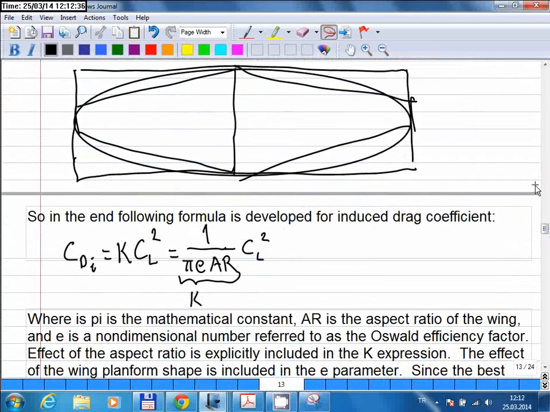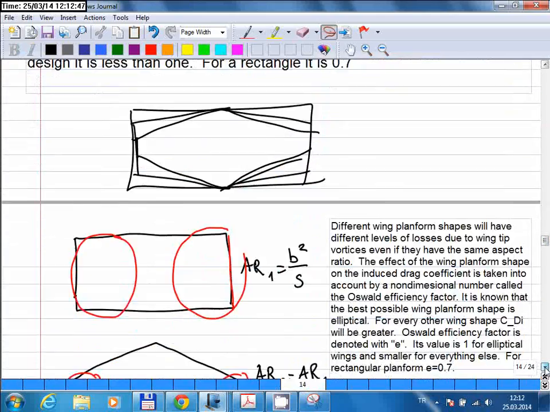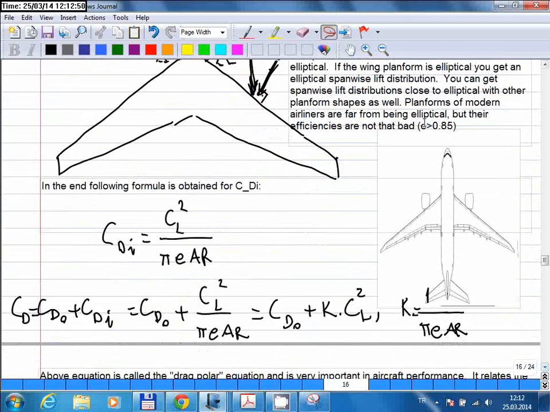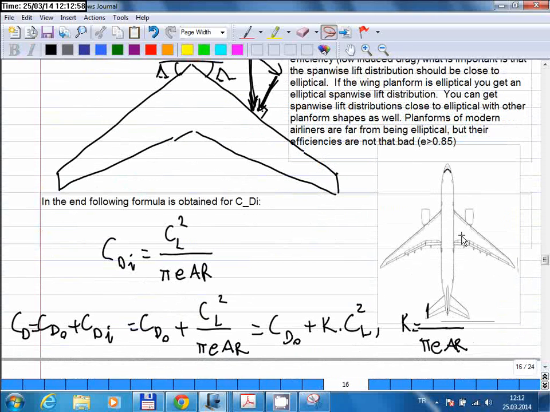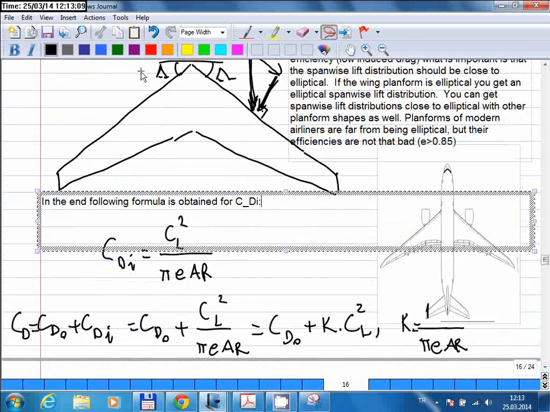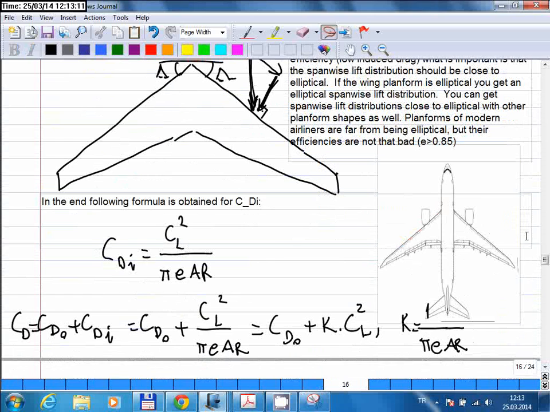But if compressibility is a concern, then that C_DW is in the equation as well, and for that purpose the ellipse is not that efficient anymore, and that's why the modern high-speed aircraft all have a wing design with a sweep angle. So for example, this is, I don't know what this is, but it's either a Boeing or an Airbus. And if you look at the wing design, it's not elliptical, obviously. And the reason for this is this sweep angle is necessary to have a high-speed aircraft, and that's why they use that effect.